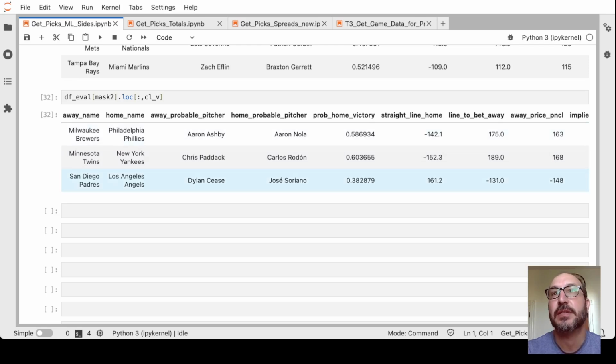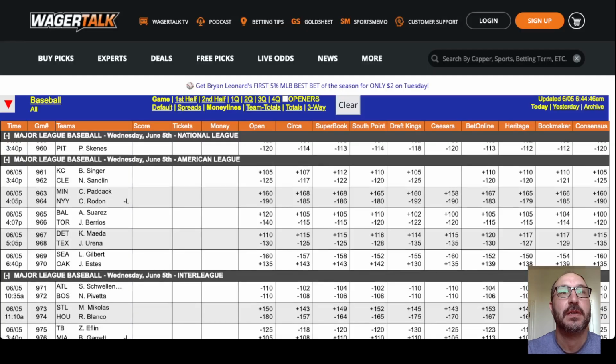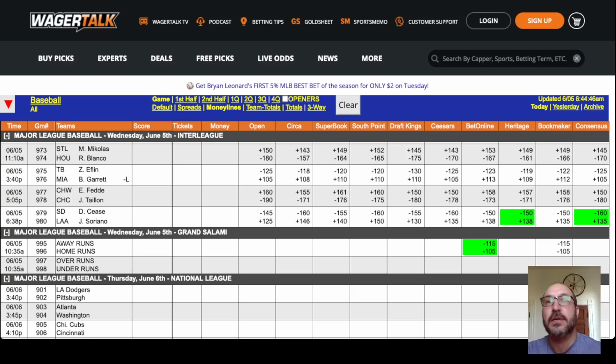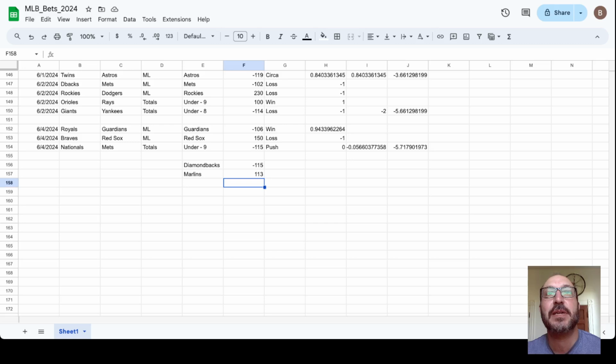And finally, the Padres at minus 131. We see the Padres, but we're not getting 131. We're getting 140. In fact, this line has moved quite a bit, so we're not getting the Padres anywhere near that number anymore. So no bet there. So it looks like for the money line, we just have the two bets: the Diamondbacks minus 115, Marlins plus 113.